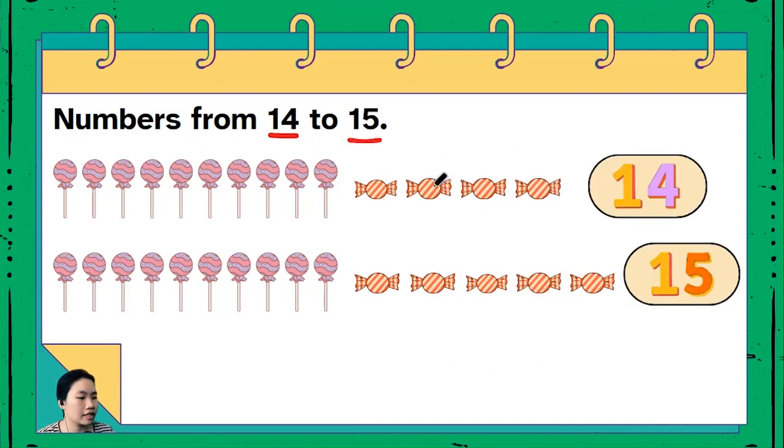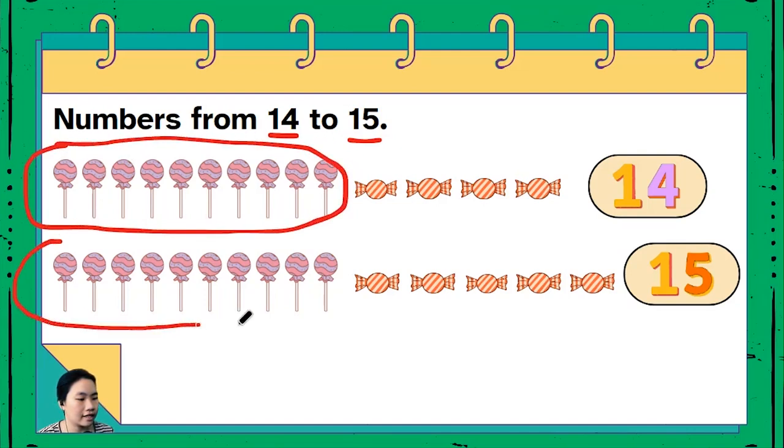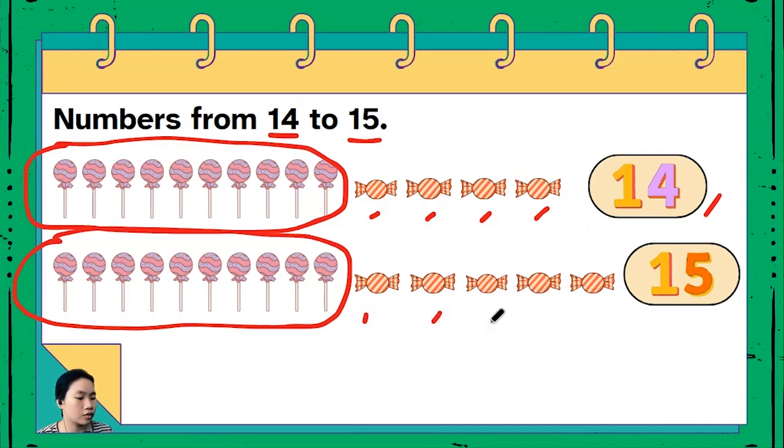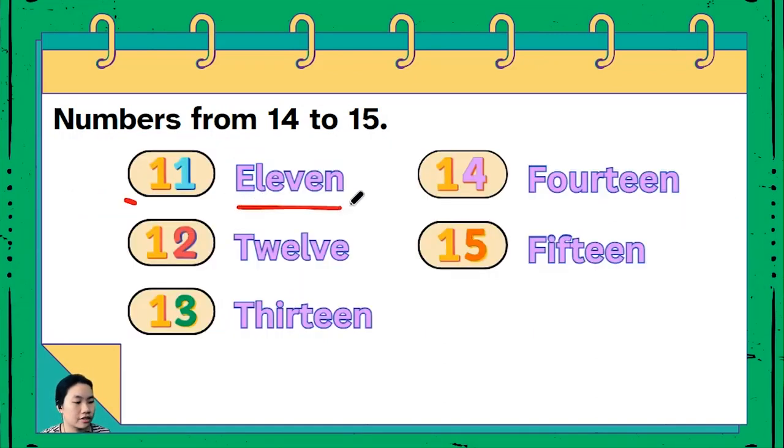Next up is 14 and 15. Once again, I'm going to circle out 10 candies up here and 10 candies down here. Now let's count these candies. 1, 2, 3, 4. 10 and 4 is 14. 1, 2, 3, 4, 5. 10 and 5 is 15. Very simple. You can absolutely write the letters as well.